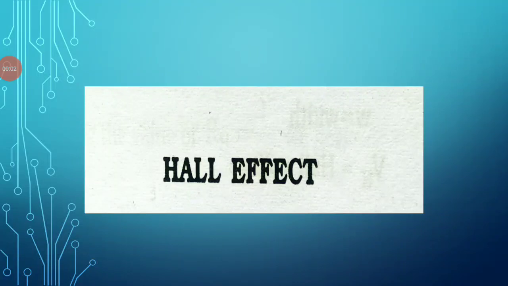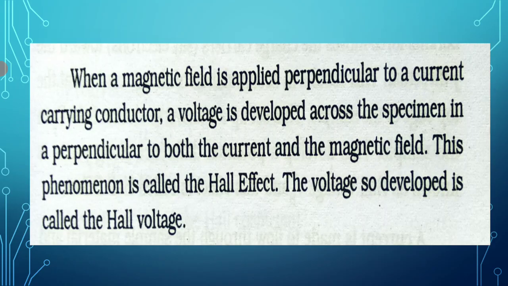In this class, we shall look at the Hall effect. The Hall effect is when a magnetic field is applied perpendicular to a current carrying conductor, a voltage is developed across the specimen in a direction perpendicular to both the current and the magnetic field. This phenomenon is called the Hall effect. The voltage so developed is called the Hall voltage.